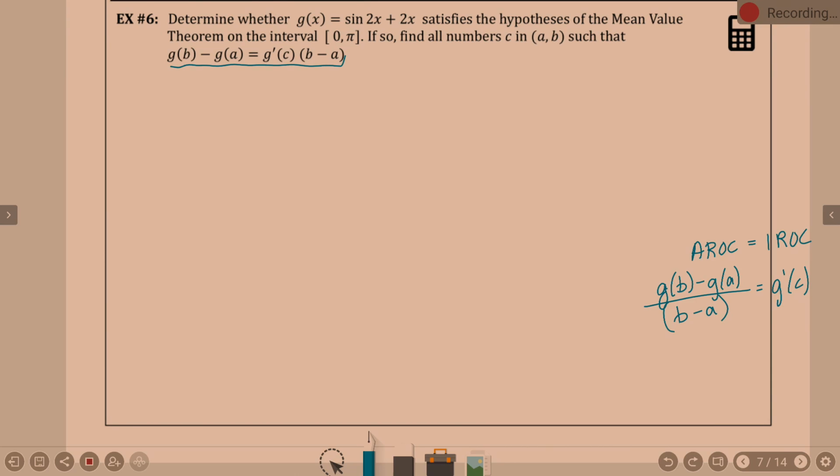So do you see it now? g of b minus g of a is going to be equal to g prime of c times b minus a. This is also like point slope form. y minus y1 looks like m times x minus x1. All these connections. Okay. So, mean value theorem.